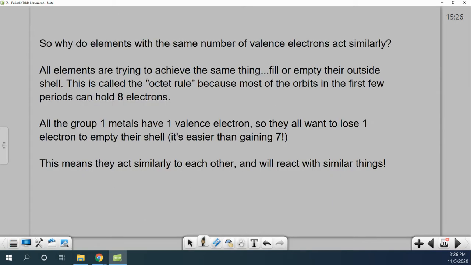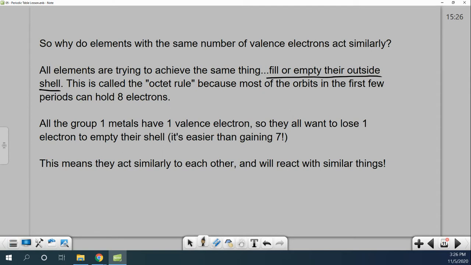So why? Why do elements with the same number of valence electrons actually act similarly? Why does that matter? Well, this is super important, guys. This is basically the foundation of the vast majority of chemistry that you do. So pay real good attention to this. The outside electron thing, the valence electron thing, super important. And here's why. All elements are trying to do the same thing. They want a full or empty outside shell, outside orbit.